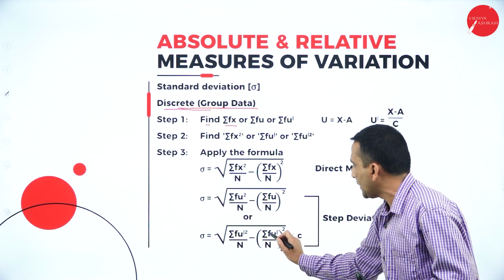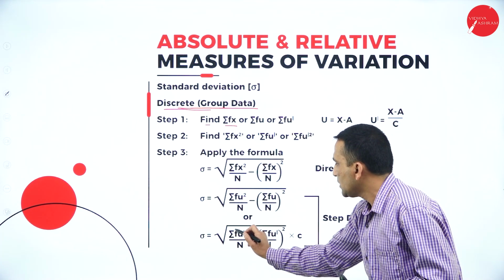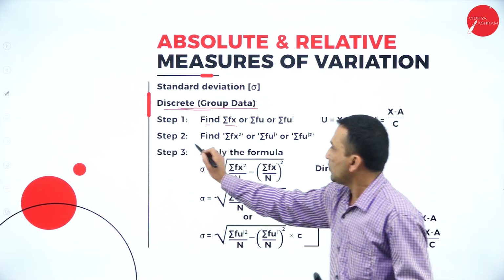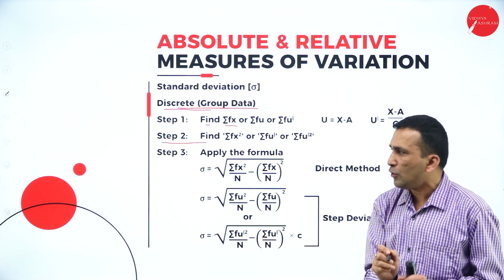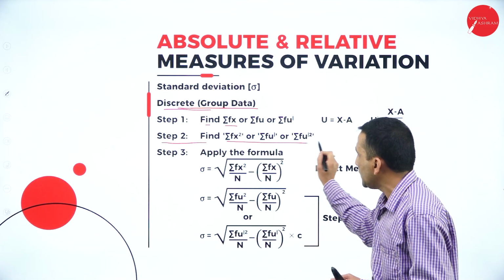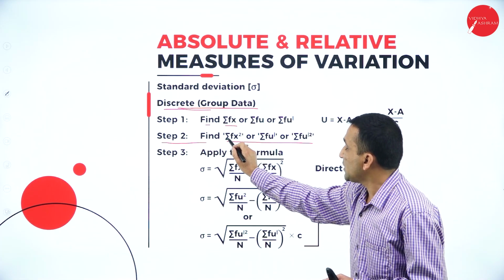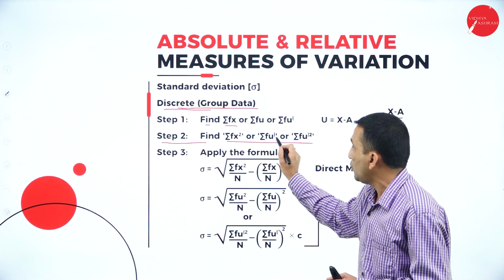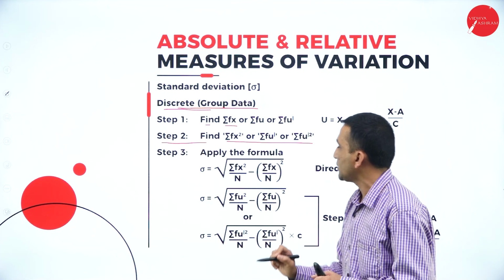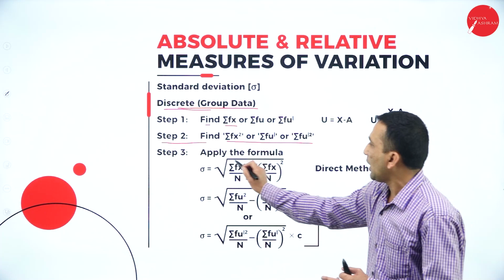Once step one is completed, according to the formula, now we need to get sigma fx square, sigma fu square, sigma fu dash square. So that's what we are doing in step 2. In step 2, on the basis of the formula, we are getting these values by constructing the table: sigma fu, sigma fx square, sigma fu dash, sigma fu dash square. After getting these values, we go for applying the formula.